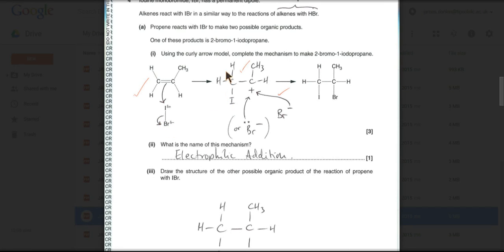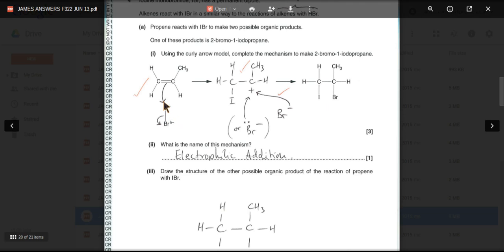So we need to draw the correct intermediate. Remember, this is called a carbocation, and because the iodine has got to end up on this carbon, the iodine is going to add first, so we need to stick it on that carbon there. That means a positive charge on this carbon. The bromine will be in the form of a Br minus ion, so we could either do that, or we could put the lone pair on and go like that. Remember, the curly arrow must go from either the minus sign or the lone pair.